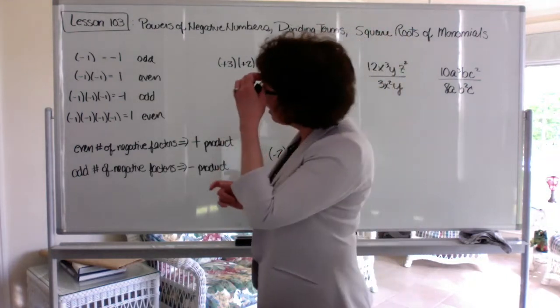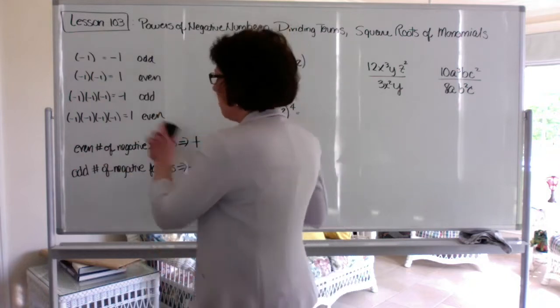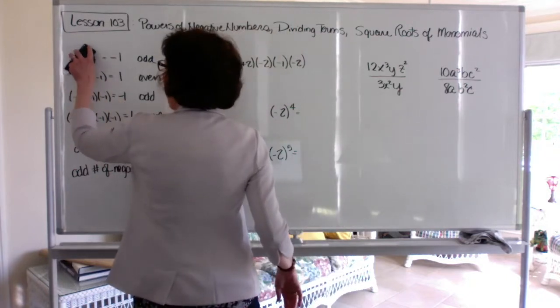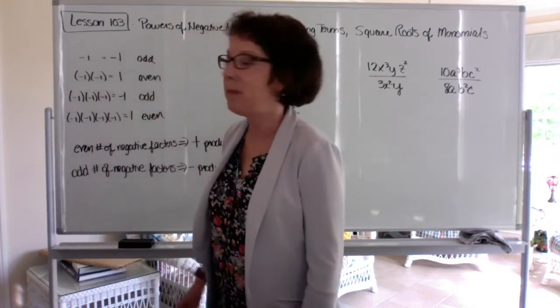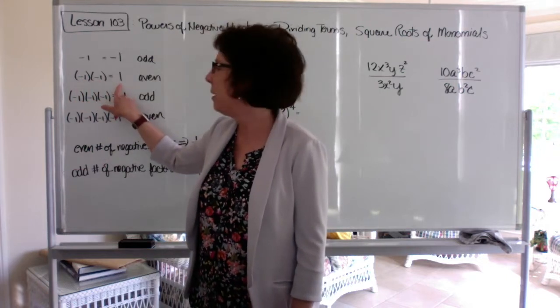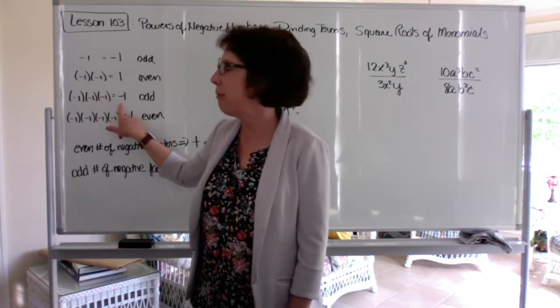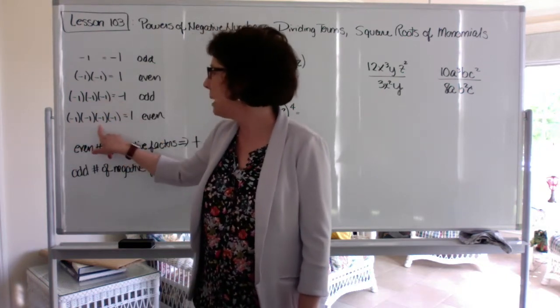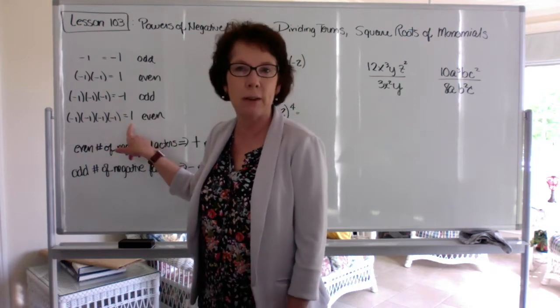Now let's first just look at a pattern here. -1, I shouldn't even have it in parentheses, just -1 by itself has a value of -1. But -1 times -1 is a positive 1. A negative times a negative times a -1 becomes a -1. And then if you take those three -1s and multiply it by another -1, you get a positive 1.